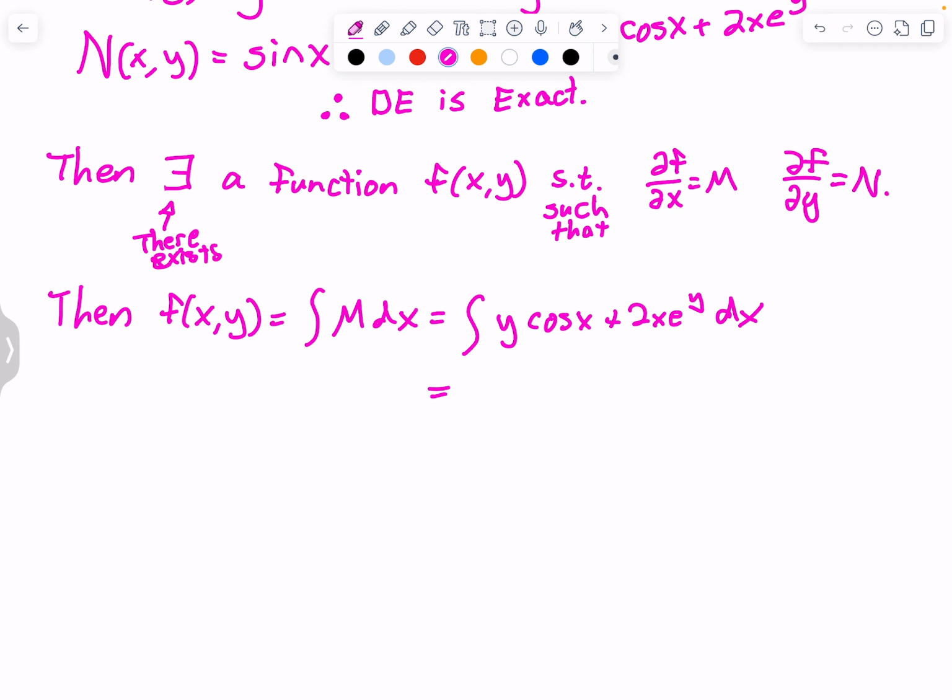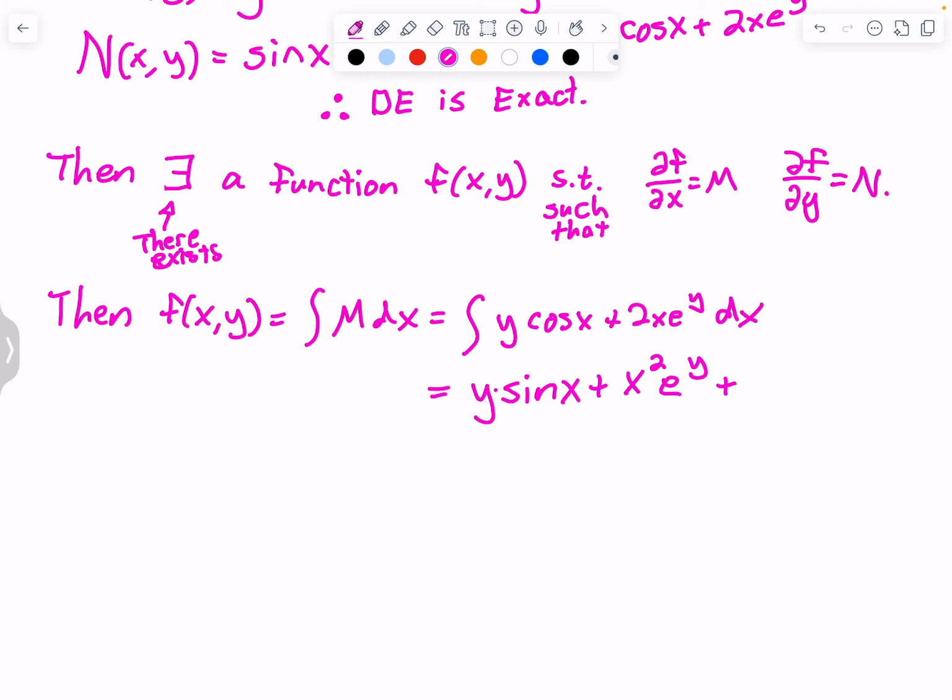Thankfully, they look daunting, but the y's we're just going to ignore. They're considered constants. The integral of cosine is sine. And then the integral for here, I go up by 1, which is x squared over 2, so I get x squared e^y. And then this is the weird part. Usually we would put plus c.